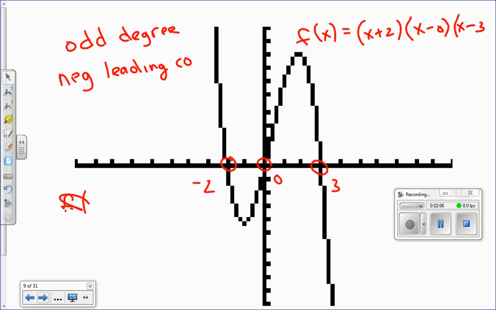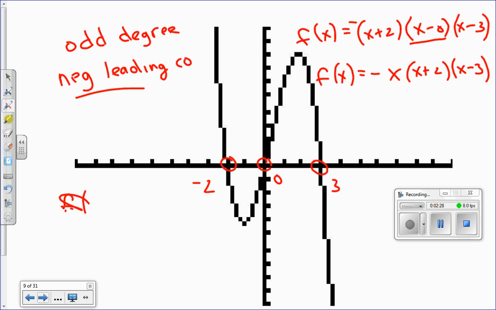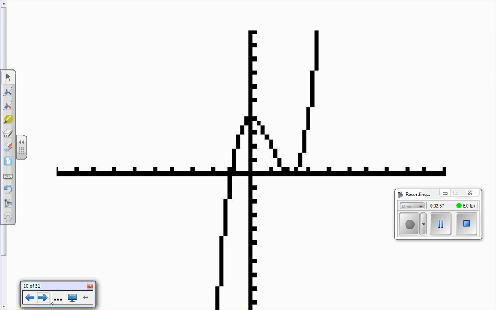Now, let's also note here that it has a negative leading coefficient because of the end behavior that we talked about. So we're going to have to put a negative in front like so. So cleaning this up, we can write this as negative x times x plus 2 times x minus 3. I'd like you to go ahead and put this in your calculator and recognize that this is the graph that we have. Okay, moving forward.